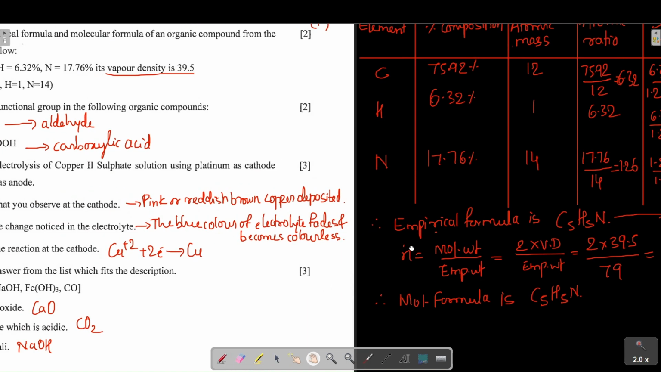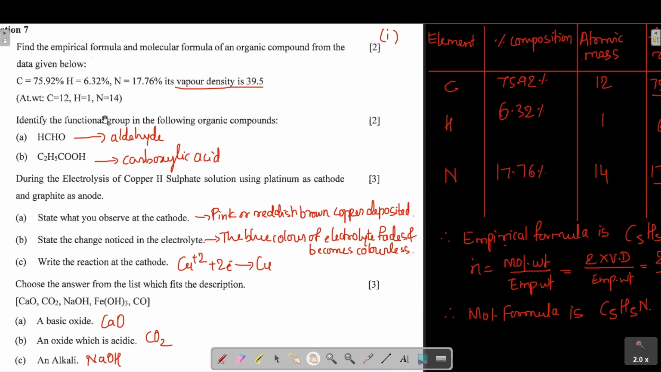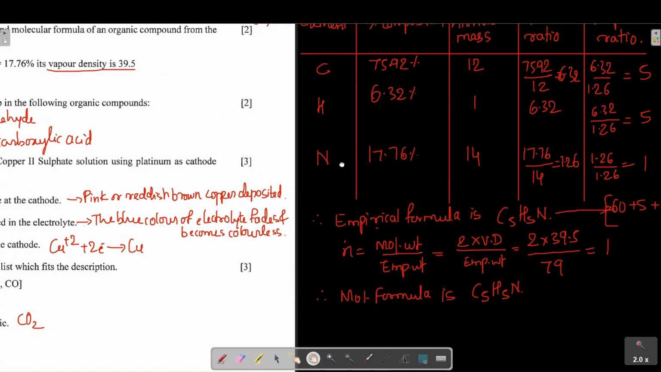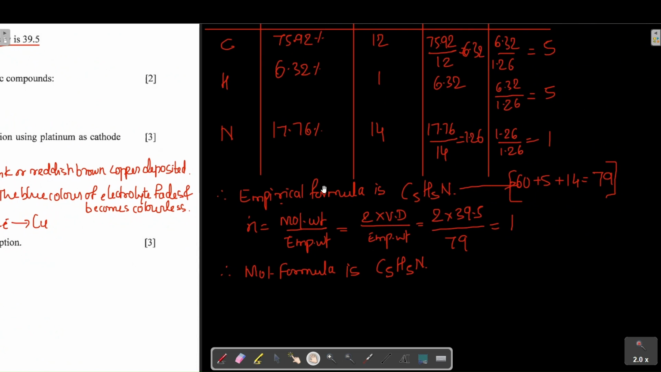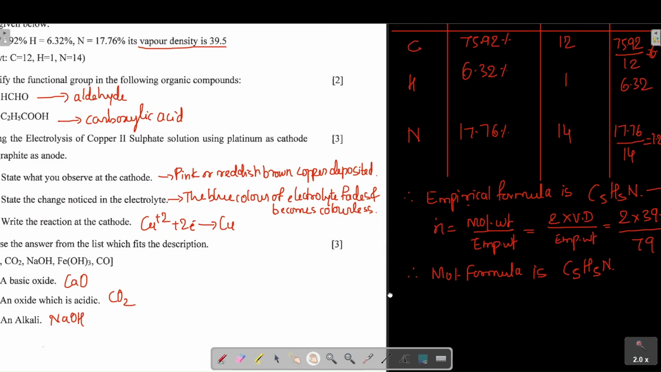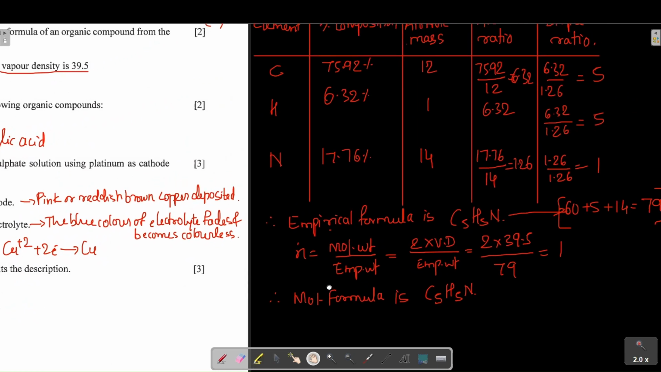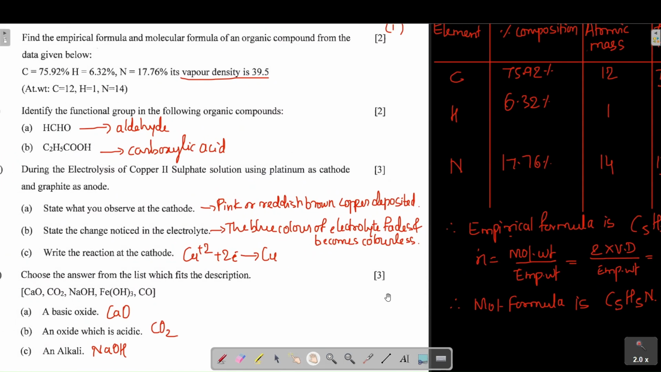But they have also asked you to find the molecular formula, and they have given the vapor density as 39.5. Molecular weight will be 2 times the vapor density. So you have to find n. When you multiply the empirical formula by n, you get the molecular formula. Molecular weight divided by empirical formula weight gives 1, because the empirical formula weight here is 79. So the molecular formula is also C5H5N. You have to show all this calculation, then only you will get full marks.